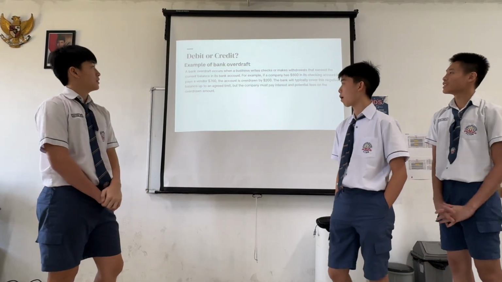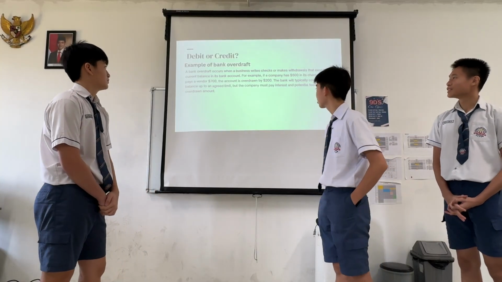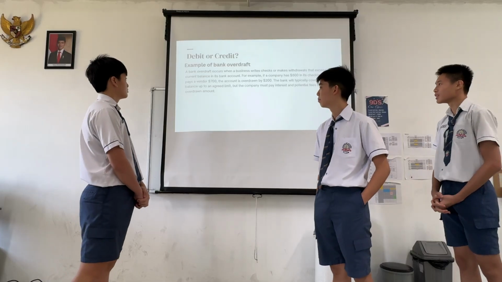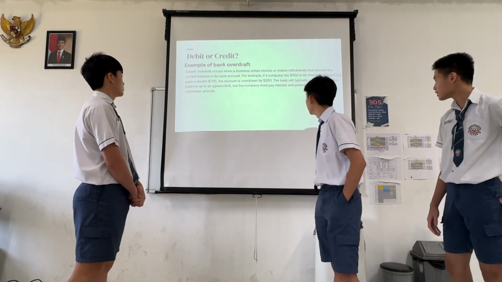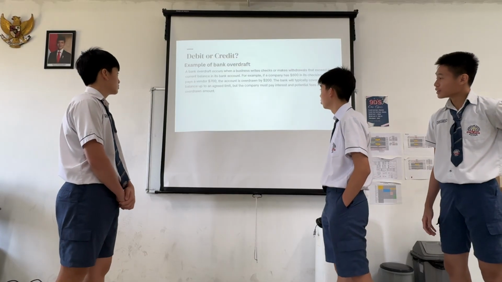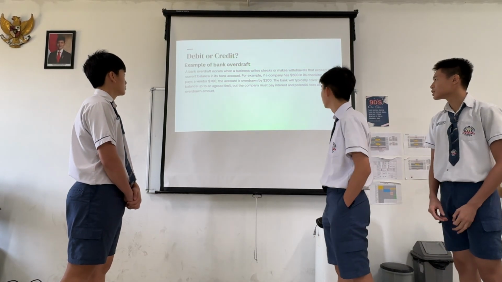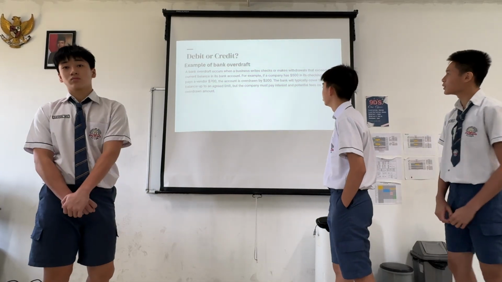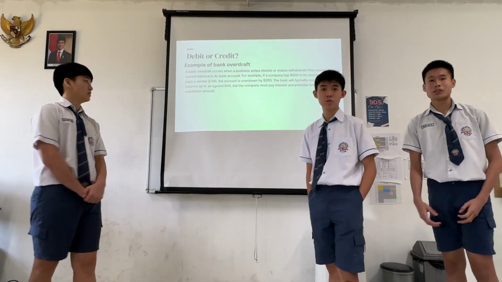Debit or credit. Example of bank overdraft. A bank overdraft occurs when a business writes checks or makes withdrawals that exceed the current balance in its checking account. For example, if a company has $500 in its checking account but pays vendors $700, the account is overdrawn by $200. The bank will typically cover this negative balance up to an agreed limit, but the company must pay interest and potential fees on the overdrawn amount.